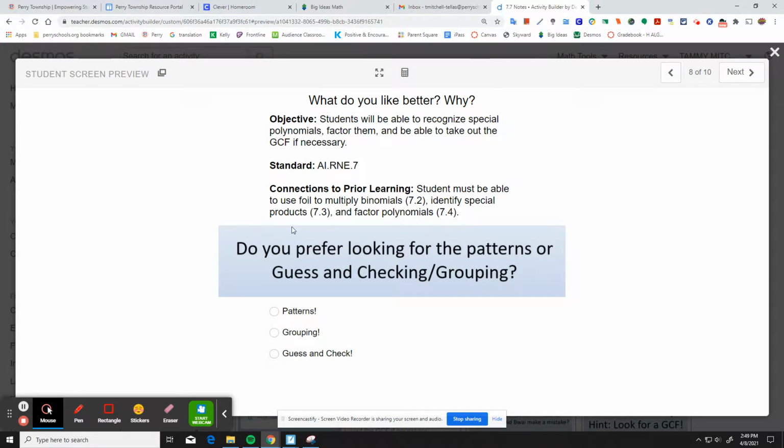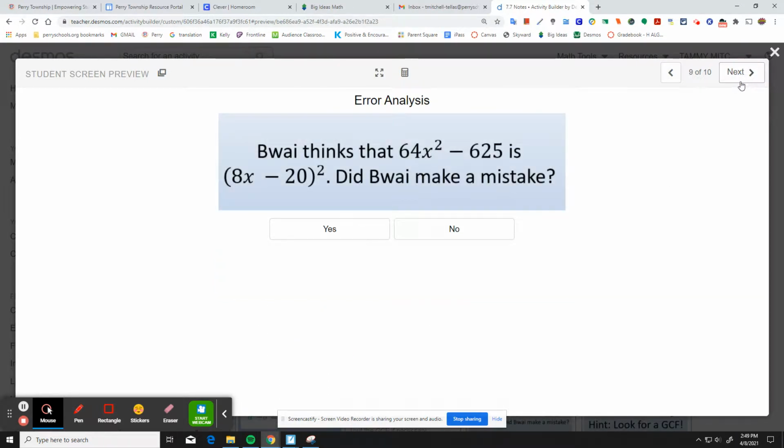So this would be just your opinion. What do you like better? Do you like guessing and checking and grouping, or do you prefer your patterns, or whatever you felt like? I like the patterns, but remember that the patterns can only be used with very special types of multiplying binomials. So if you have regular grouping or regular factoring with a trinomial that isn't perfect squares, then I would recommend using grouping or guessing and checking. But that's just your opinion.